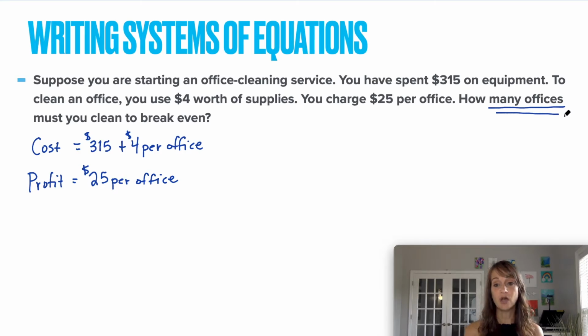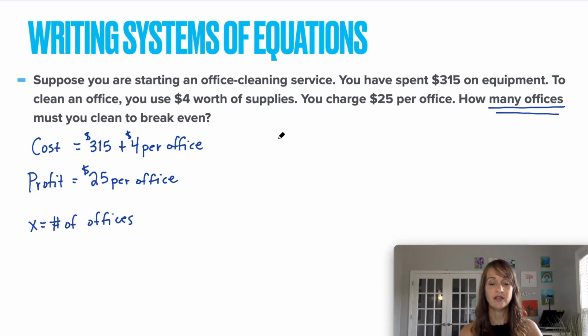I'm not going to use O to represent offices because it looks too much like a 0. So in this case, I am going to go back to an X to represent the number of offices. So I know the cost is going to be 315 plus 4X. I also realize my profit is going to be 25X.